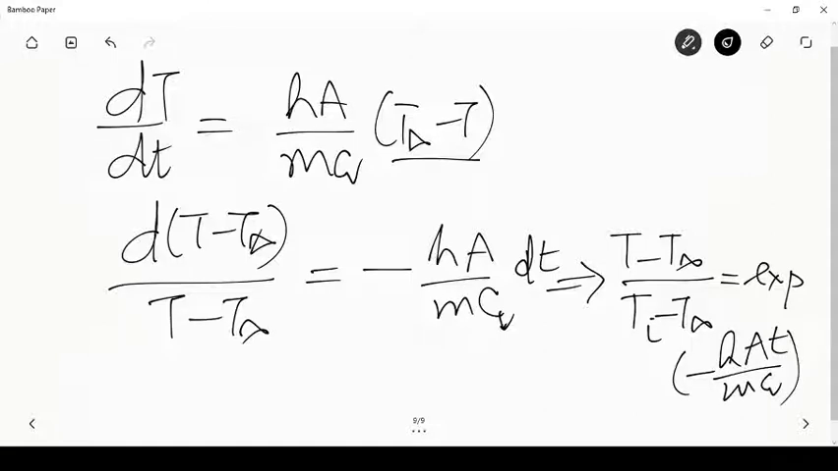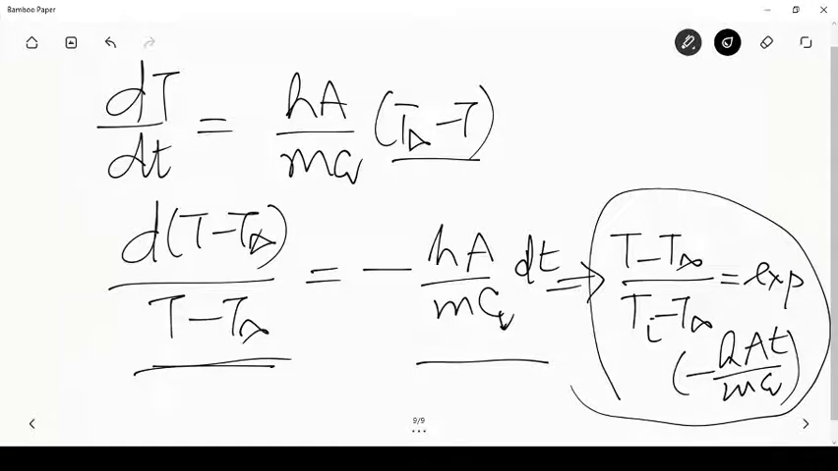I am skipping a few steps and directly writing this. You can verify this by directly integrating. So you get log of (T minus T infinity) equal to minus h A_s by m c_v into t plus C1, and at time t equal to 0, temperature is equal to T_i. So if you substitute that, you get log of (T_i minus T infinity) is equal to C1. Then you subtract these two equations from one another and take the exponent of both sides, and you get the solution. So (T minus T infinity) by (T_i minus T infinity) is equal to exp(minus h A_s t by m c_v).